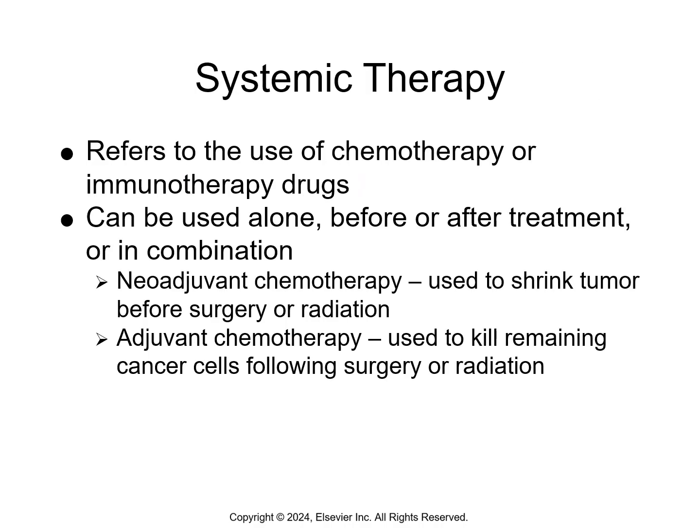It refers to the use of chemotherapy or immunotherapy drugs. It can be used alone, before or after treatment, or in combination. So neoadjuvant chemotherapy is used to shrink tumors before surgery or radiation, and adjuvant chemotherapy is used to kill remaining cancer cells following surgery or radiation. So neoadjuvant shrinks before, adjuvant cleans up after.